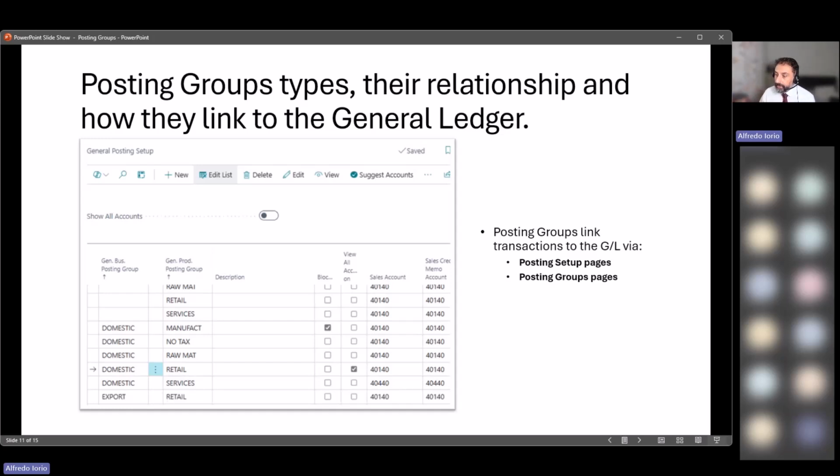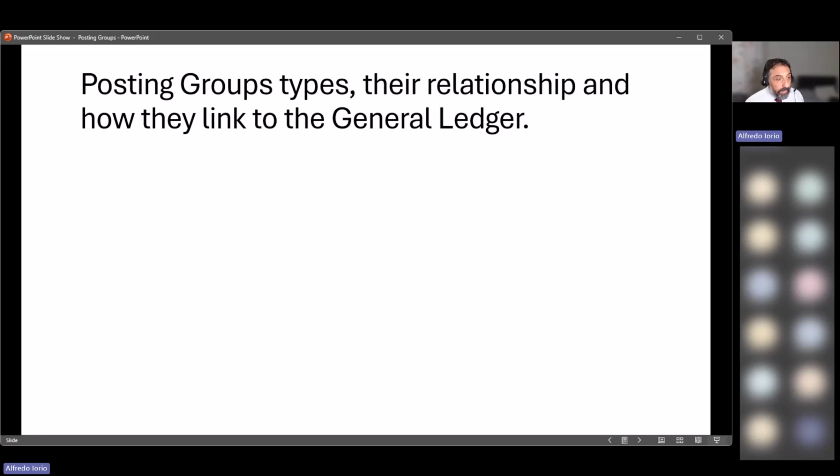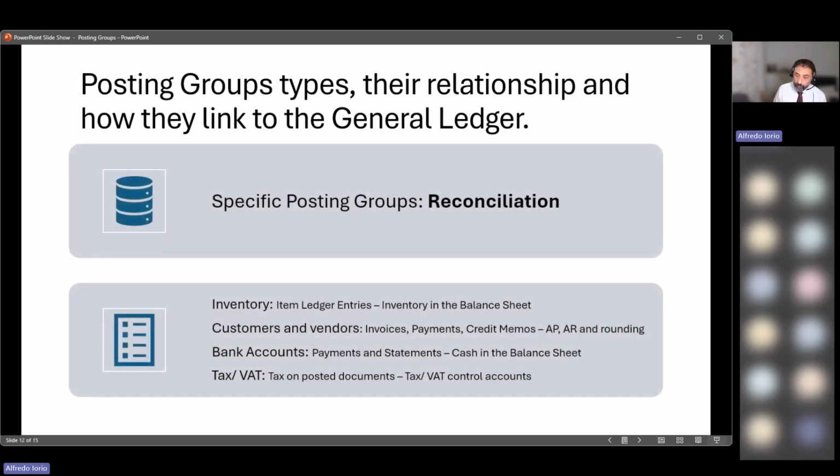We simplify it and we go live with no issues, right? I will show you that in a moment. So the next one is the specific posting groups. Again, this is terminology that you don't find in Business Central. You cannot key in, search for specific posting groups.